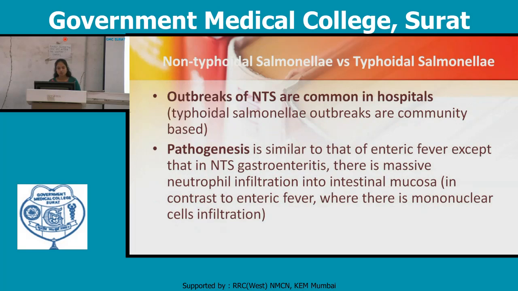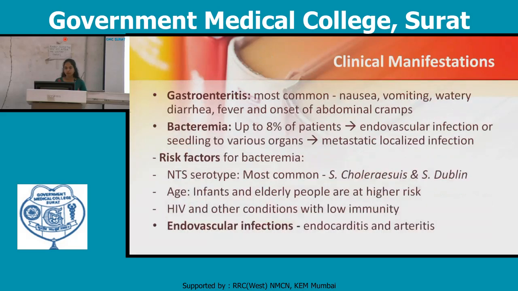Pathogenesis is similar to that of enteric fever, except that in NTS gastroenteritis there is massive neutrophil infiltration into the intestinal mucosa, in contrast to enteric fever where there is mononuclear cell infiltration. Clinical manifestation is gastroenteritis: the most common symptoms are nausea, vomiting, watery diarrhea, fever and abdominal cramps. Bacteremia in up to 8% causes endovascular infection or settling in various organs, causing metastatic localized infection.